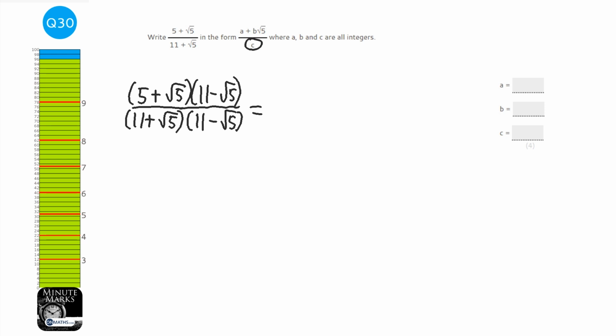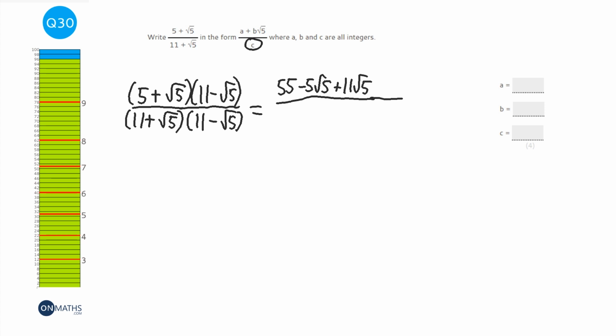So that creates a kind of quadratic surd. You do it the same way as you do quadratics, whichever method you want, first outside inside last, or double smiles and rainbows, or smiley face, or whatever you choose to do it. So I'm going to do the top first. 5 times 11, which is 55. 5 times minus root 5, which is minus 5 root 5. 11 times root 5, which is 11 root 5. And root 5 times minus root 5, well, positive times a negative is a negative. And any surd, when you times it by itself, just becomes that number. So root 5 times root 5 is just 5.